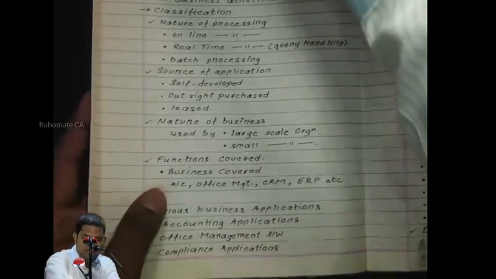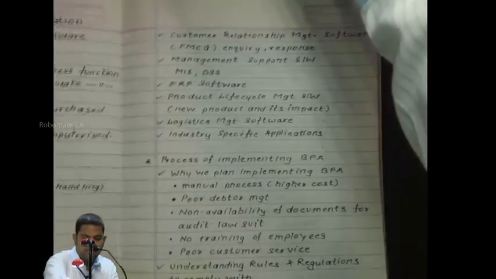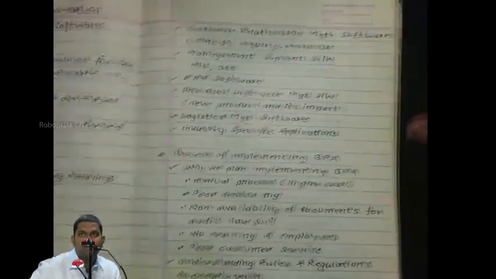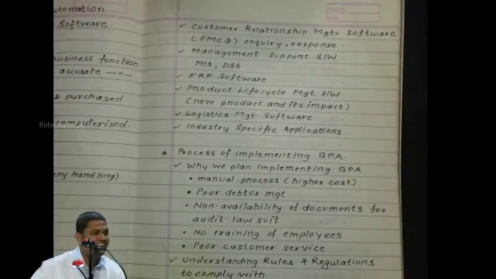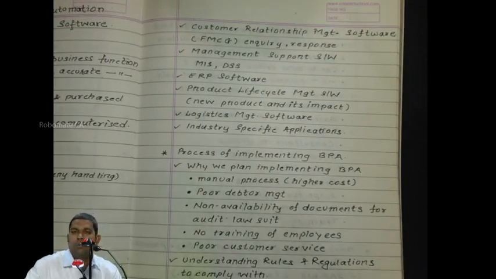Then after that, we have the next type of software, called customer relationship management software. Yesterday I explained to you in detail how I can increase my business with the help of software. Such types of software come under CRM.